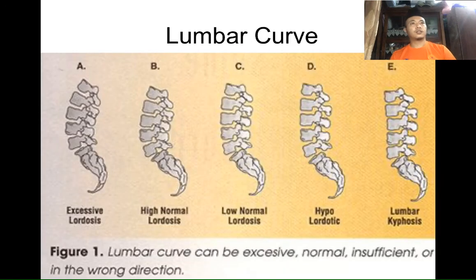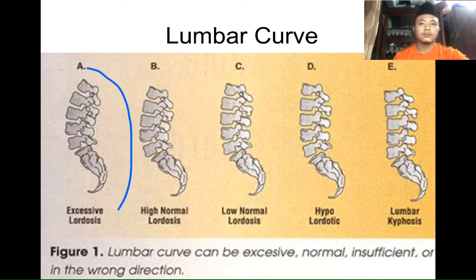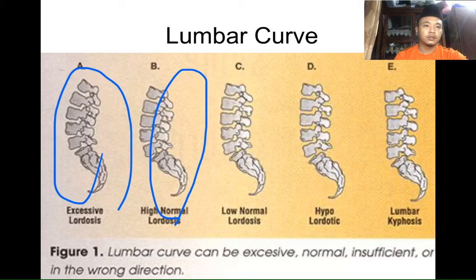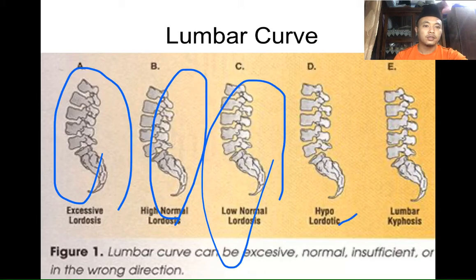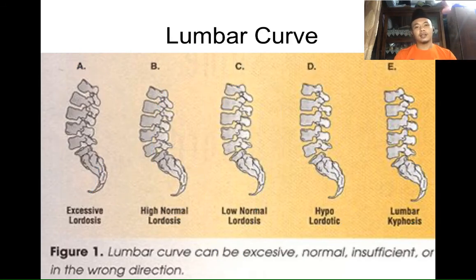Next slide is your lumbar curve illustration. Number 1 is excessive lordosis. Next is high normal lordosis. Next is low normal lordosis, hyperlordosis, and the last one is lumbar kyphosis. Okay, here are the illustrations for all those curves.